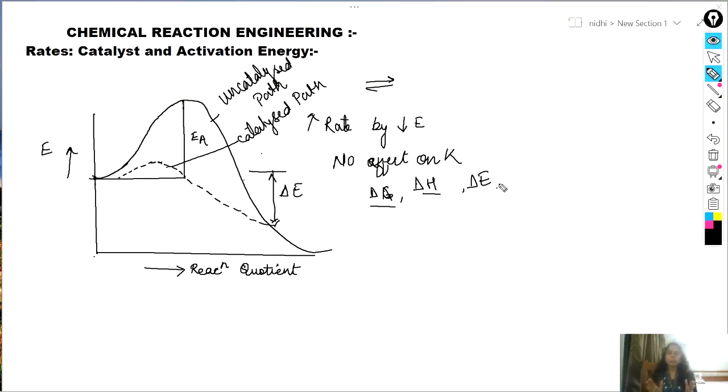So that's this important thing about the catalyst for chemical reactions. That's all you need to know for those.